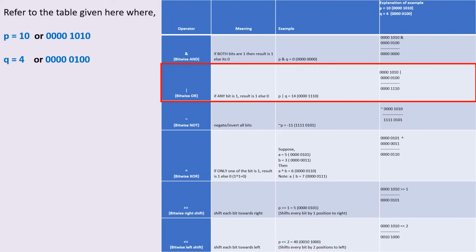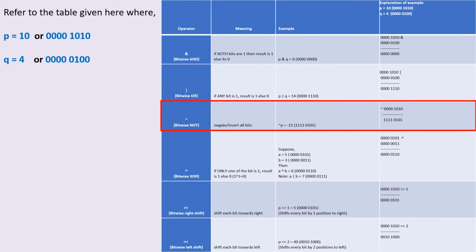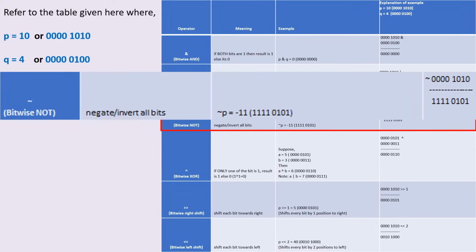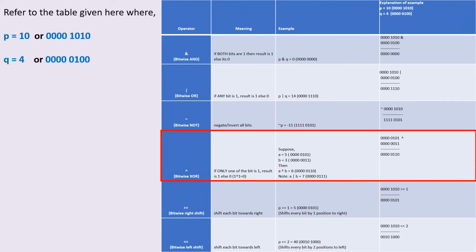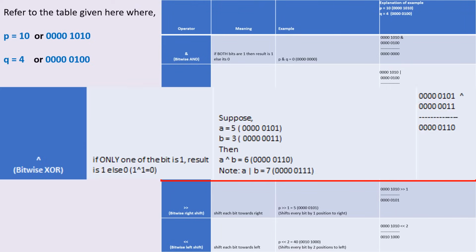Next we have the bitwise NOT operator. It's simple. All 1s become 0s, and all 0s become 1s. So here, tilde of P becomes -11. We then have the XOR operator. Here, if any one of the bit is 1, then the result is 1, else it will be 0. Remember that in XOR operations, 2 ones would result in 0. Any 1 must be the binary 1. Here, I have used A equals 5 and B equals 3. So A XOR B results in 6. Try it out.